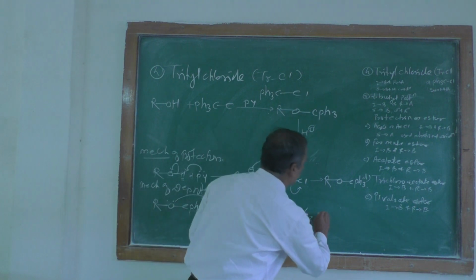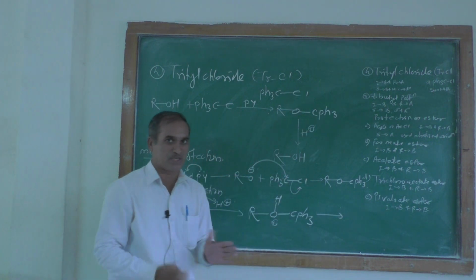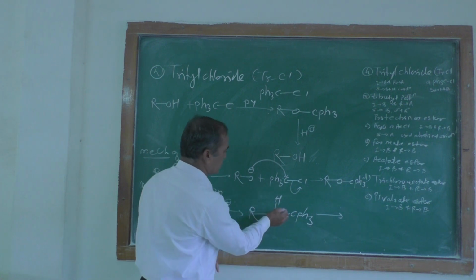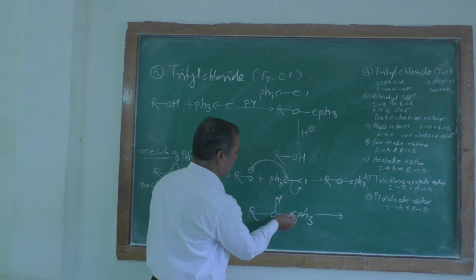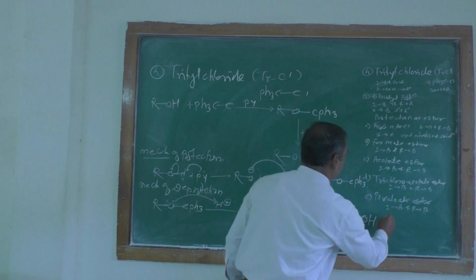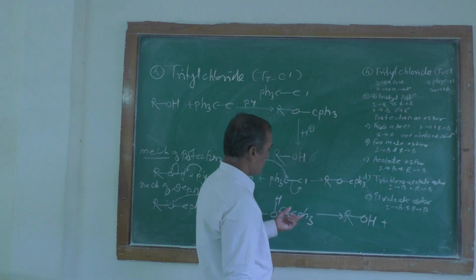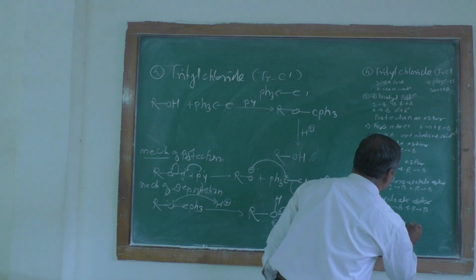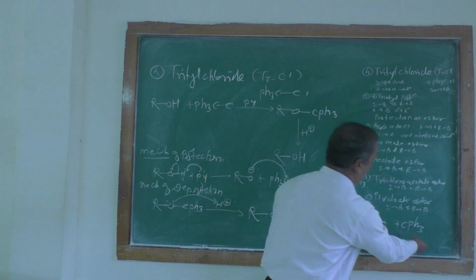When the positive charge comes on it, that species becomes unstable and tries to become stable. So this bond is broken like this, and we get the alcohol ROH plus CPh3+, a tertiary carbocation, which is formed here. Ph3C+ is highly stable.